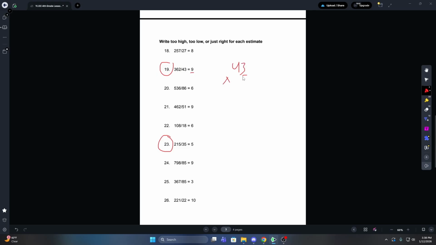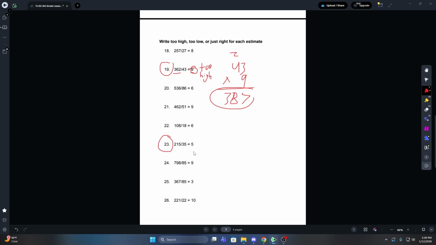So this one we already learned. 9 times 3, 27. 9 times 4, 36, plus 2, 38. Now, this value here is clearly larger than 362. So if you see that, you're going to say that this estimate here is way too high, because our answer here is bigger than what we started with.